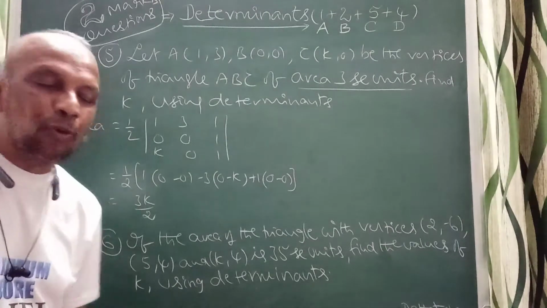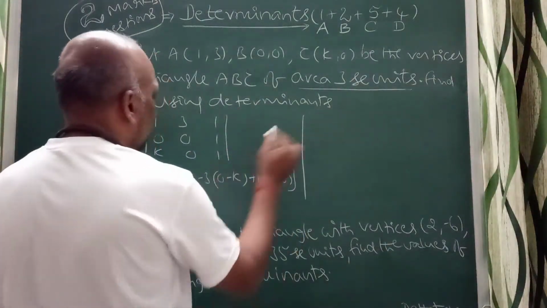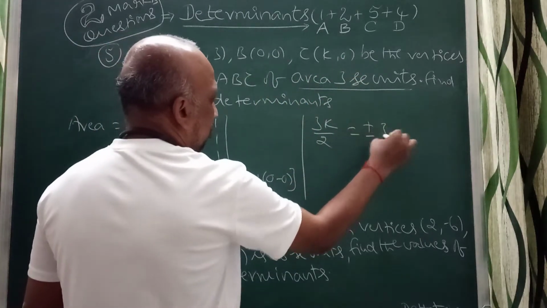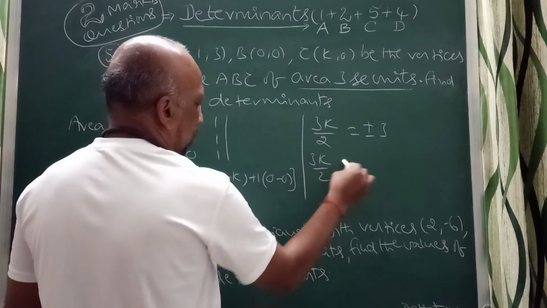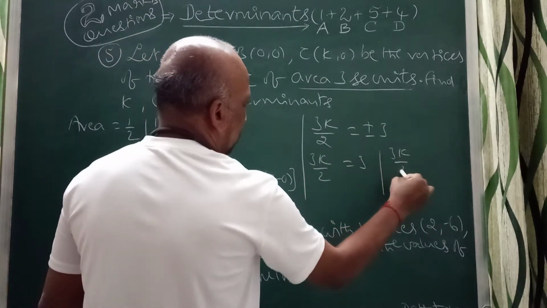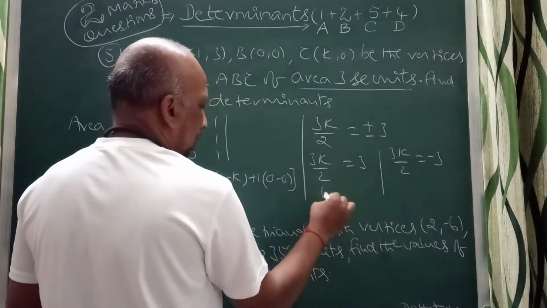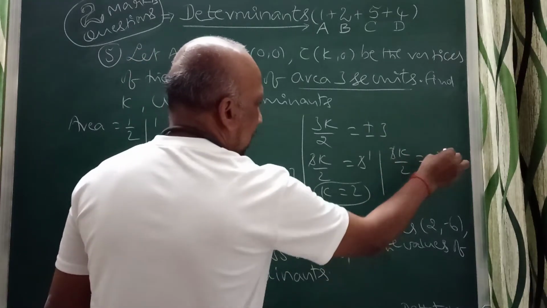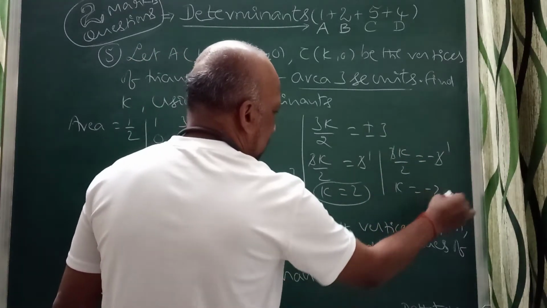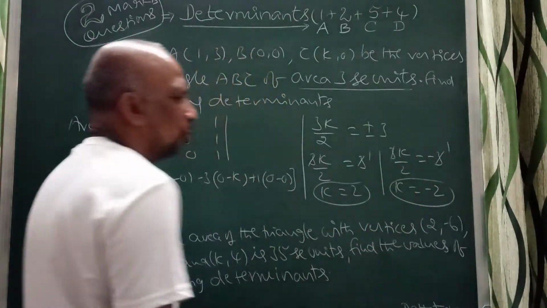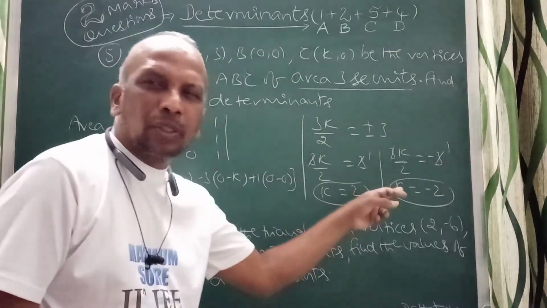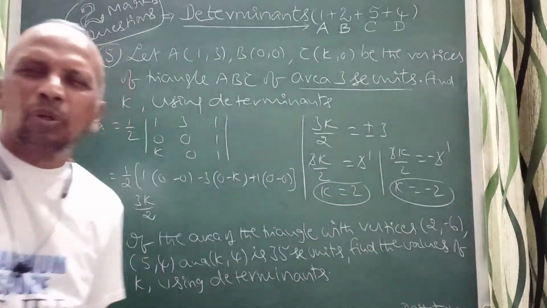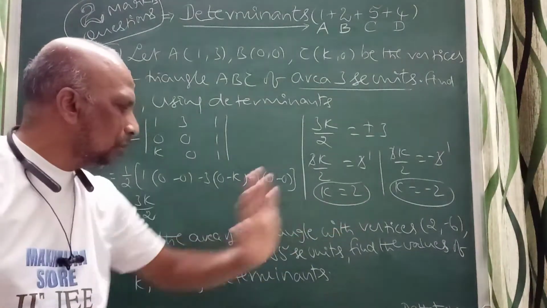But to find the value of k, I consider this area, 3k by 2, equal to plus or minus 3. Take the plus value: 3k by 2 equals 3, and 3k by 2 equals minus 3. Then you will get k equal to 2, and k equal to minus 2. We got the values k is equal to 2 and k is equal to minus 2.